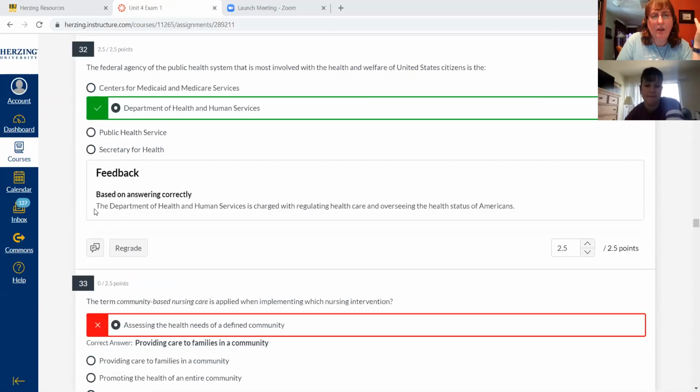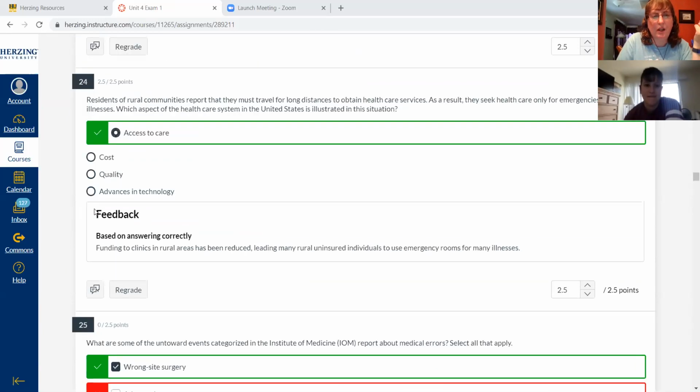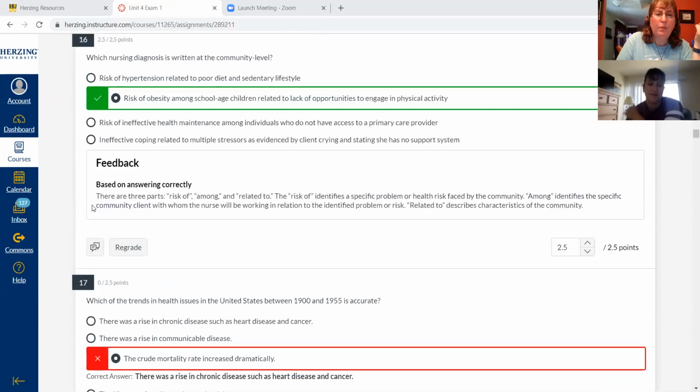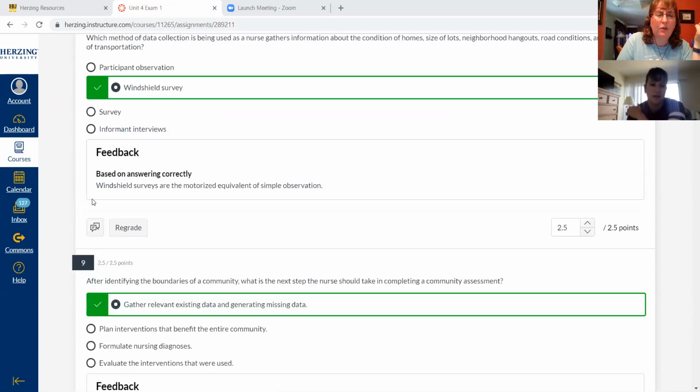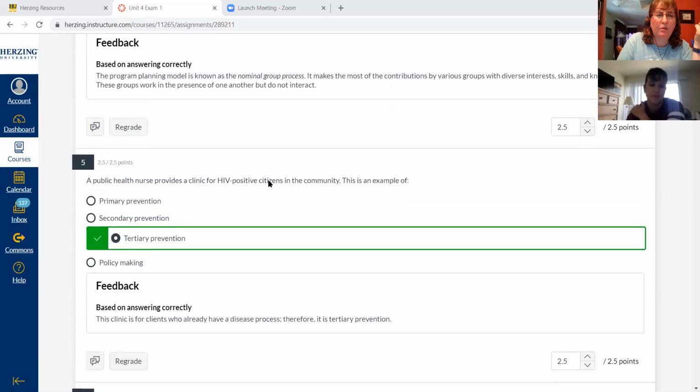Again, I think a lot of this is just stupid types of questions that they ask on these, but I want to make sure that you do better on the next test. So what are you doing to get ready for this?